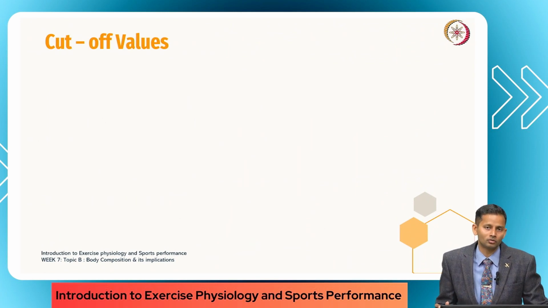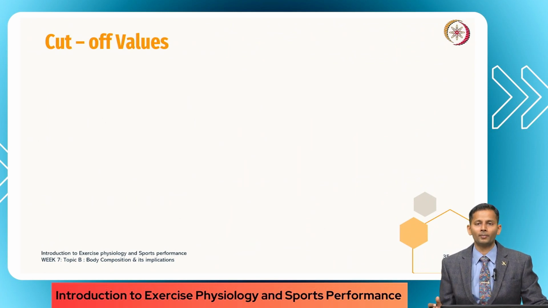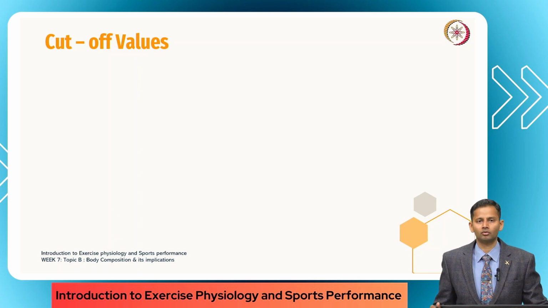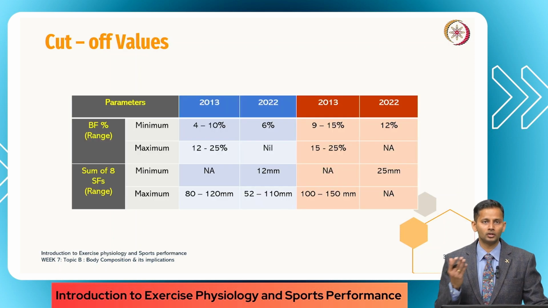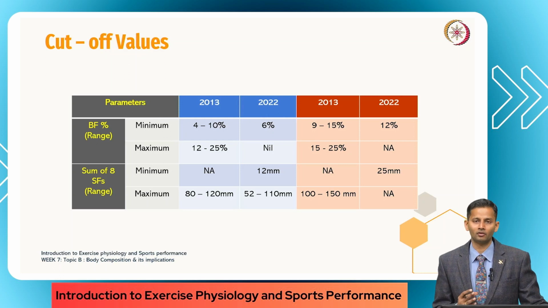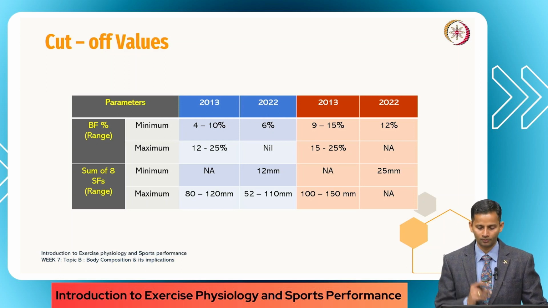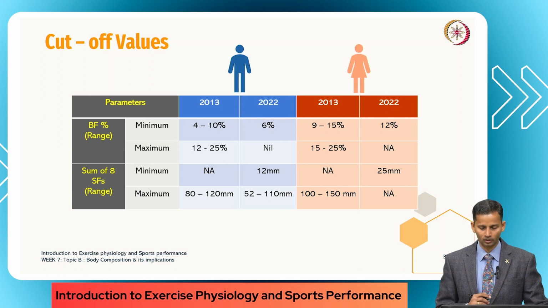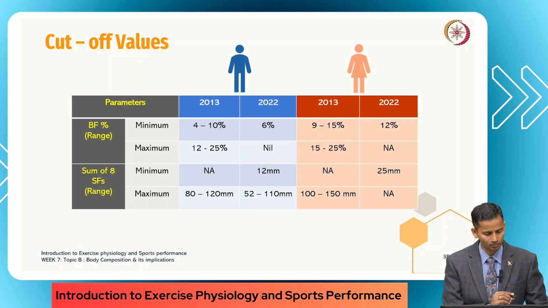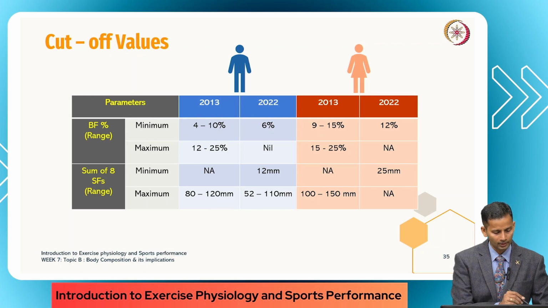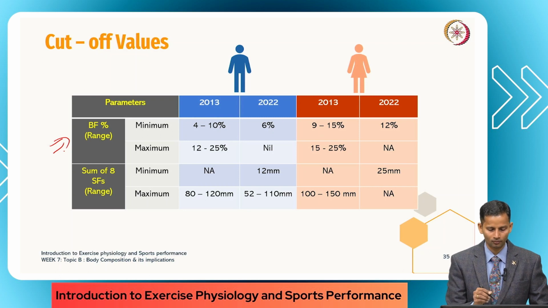What about the cutoff values? In part 1 of this body composition talk I brought out certain body fat percentage values, but that was for the general population, right? So what about the cutoff values if we use different body composition methods? In this survey there were questions on the minimal and maximum values for both males and females. If you pay attention to this particular table, you find that we focus on body fat percentage for males.